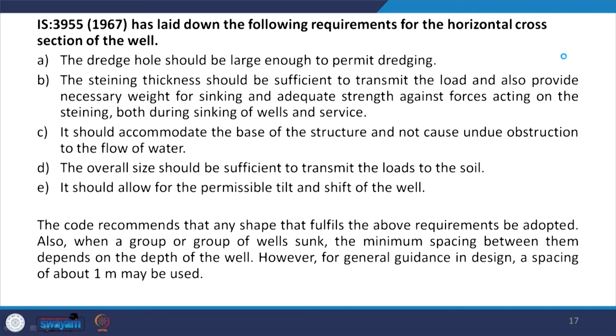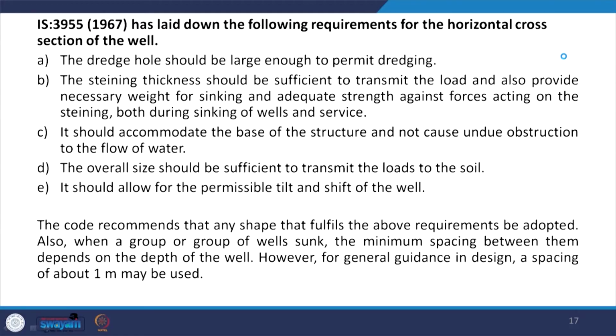Then it should accommodate the base of the structure and not cause undue obstruction to the flow of water. So, the idea is that when you provide the well steining, it is able to accommodate the base of the structure. That means its size should be enough that whenever you are transferring the load through the pier, it can accommodate the pier, but at the same time it should not be so big that it causes obstruction to the water flowing down there. So, these are the requirements.